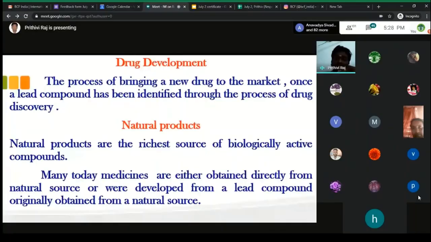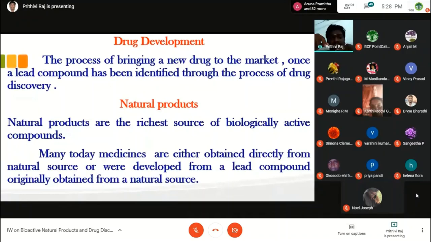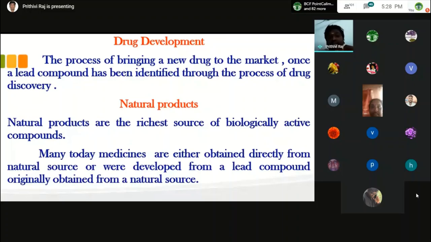But recently in India, the Bharat company from Hyderabad has launched COVID medicines approved by the ICMR and the Government of India. All these sources come from marine resources. This is an important point. All over the world, there are many natural products containing biologically active compounds. Many medicines are either obtained directly from natural resources, or we can develop them from the lead compound.